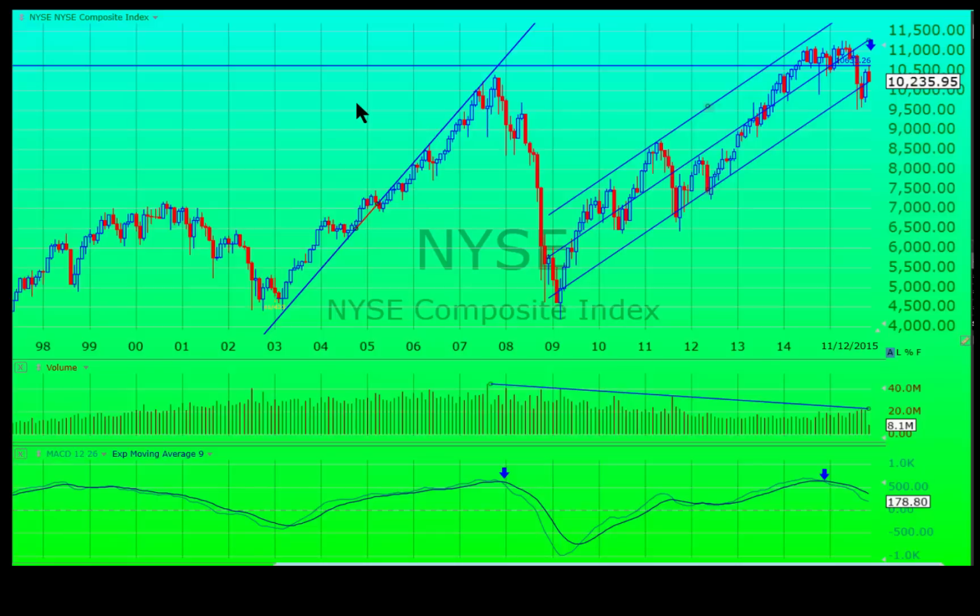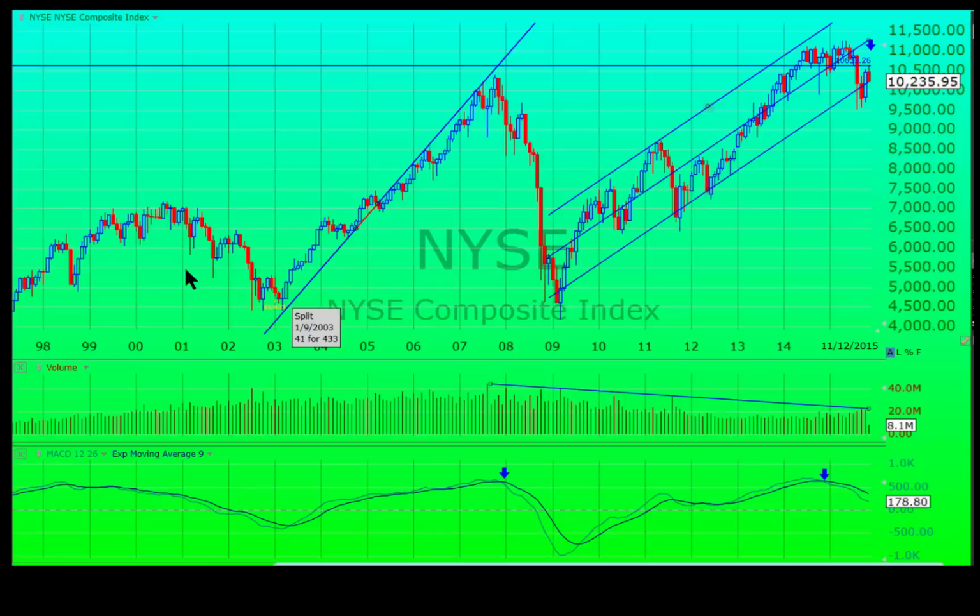This is a monthly chart. Each one of these vertical bars that you see here is 1 month of trading. So it goes back to 1997. And what I wanted to show today is where we are. Instead of looking at one tree in the forest, we're going to look at the entire forest and see what it looks like.